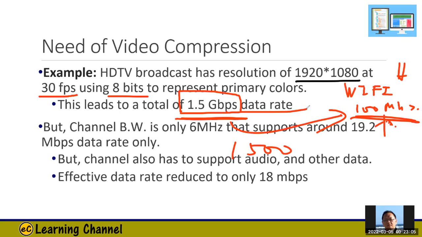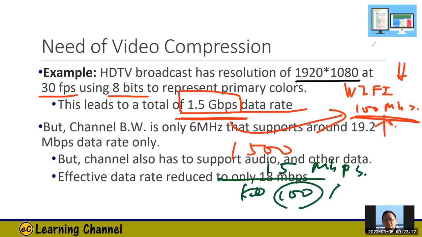So this 1.5 giga, you cannot transmit the data at full capacity. Let's assume that you only can transmit 15 megabit per second. Then you need to have a compression ratio of about 100 to support it. So that's why people come out with the idea that you roughly need to have a compression ratio of 100 in order to make the Wi-Fi be able to carry your video signal.